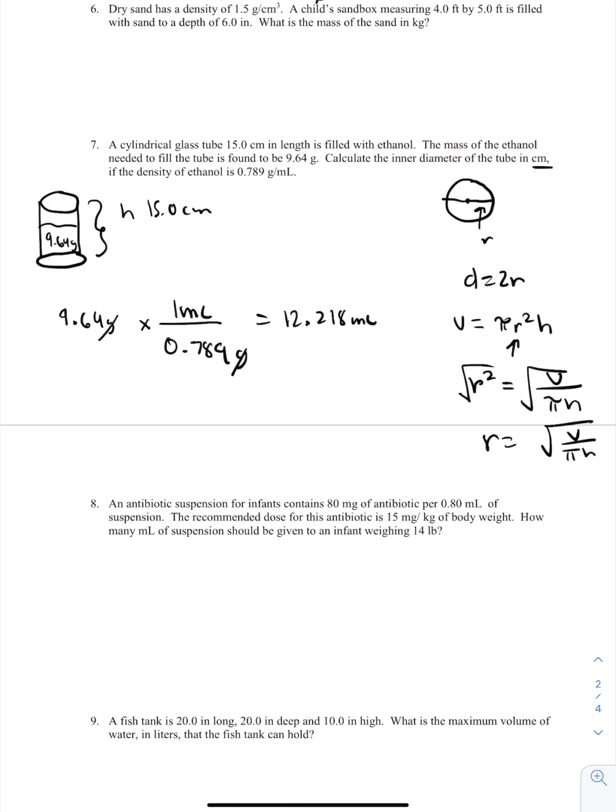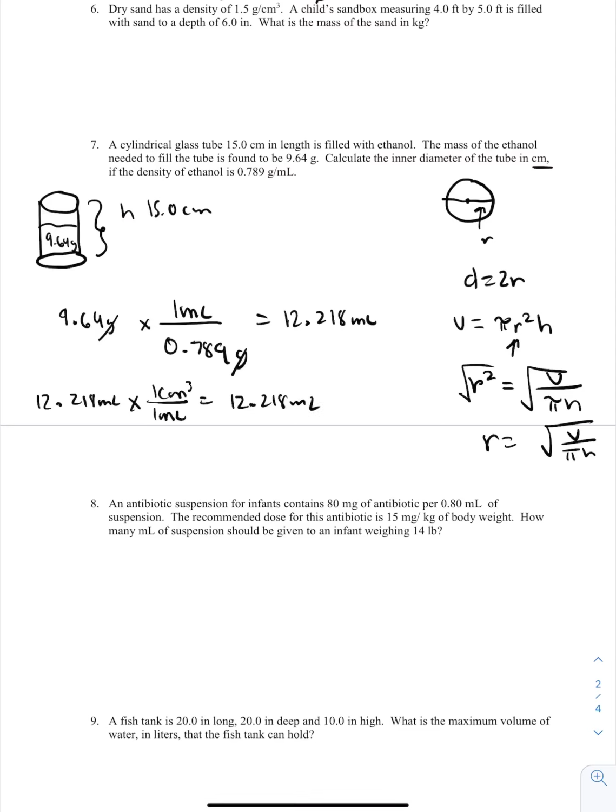So I'm going to convert my milliliters into centimeters cubed, and I'm going to do that here at the bottom. So 12.218 milliliters into centimeters cubed. And you'll see why in centimeters cubed, because converting milliliters to centimeters cubed is very simple. It's a 1-to-1 relationship. So in 1 milliliter, there's also 1 centimeter cubed. So that means I have the same amount of centimeters cubed: 12.218.